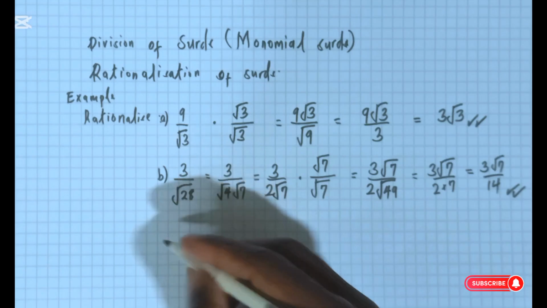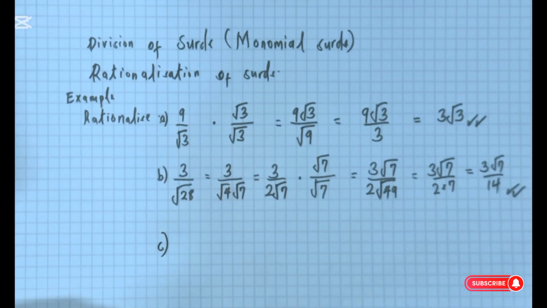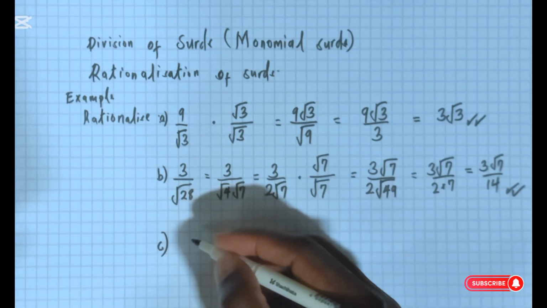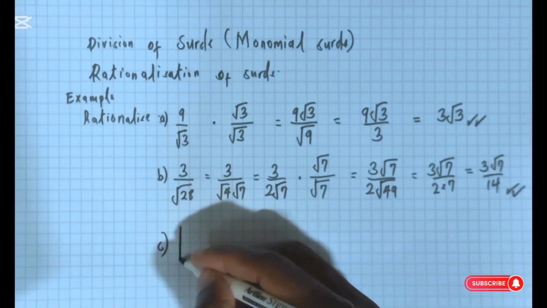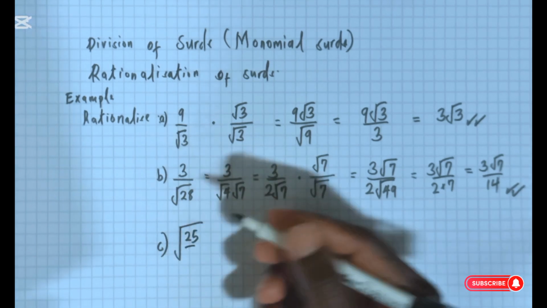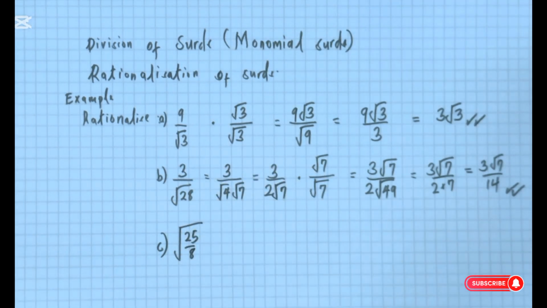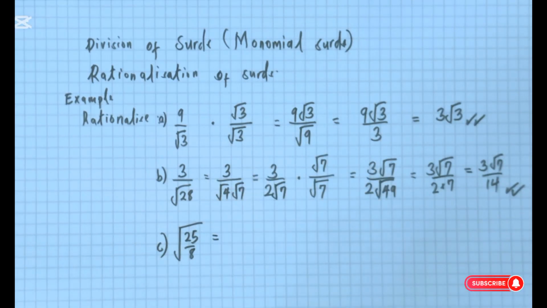Okay, for our last example, let us look at a situation when you're given the root of 25 all over 8. I'm thinking of the quickest way to go about this. The root of 25 all over 8. Of course, we want to rewrite it so that it's easy to deal with.